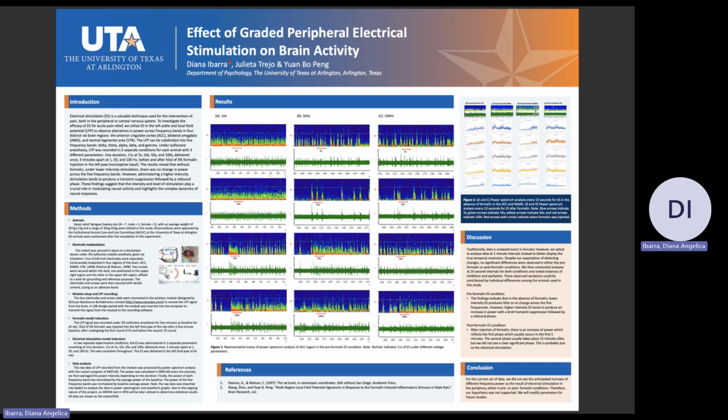Overall, these findings suggest that in the pre-formalin condition, though lower the electrical stimulation intensity, no significant change in power was observed. However, increasing intensity produces a brief inhibition followed by a rebound effect. There is an increase in power after the injection of formalin in the post-formalin condition, but the activity seems to remain stable, possibly due to the administration of electrical stimulation.